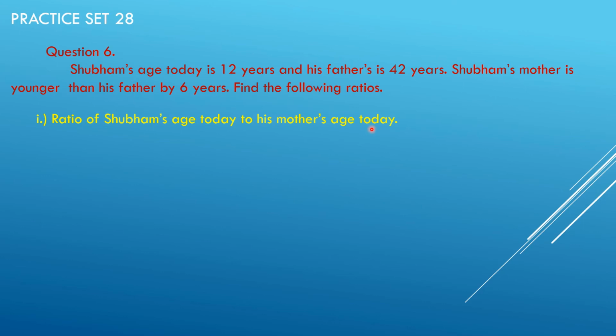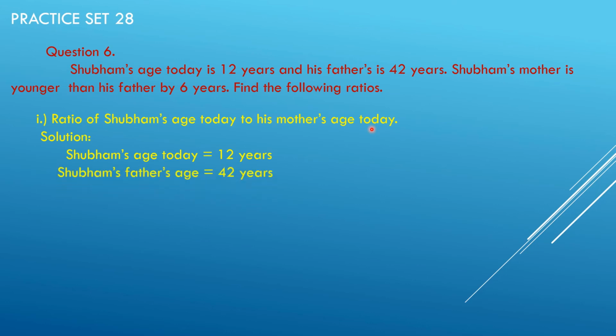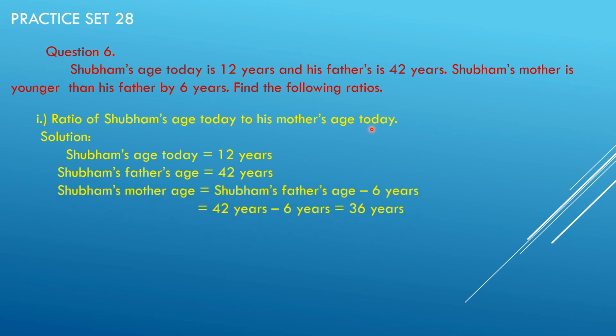First we have to find his mother's age. Solution: Shubham's age today is 12 years, Shubham's father's age is 42 years, and Shubham's mother's age is equal to Shubham's father's age minus 6 years. That is 42 years minus 6 years, which is equal to 36 years. Therefore, Shubham's age, his father's age and his mother's age are all known.